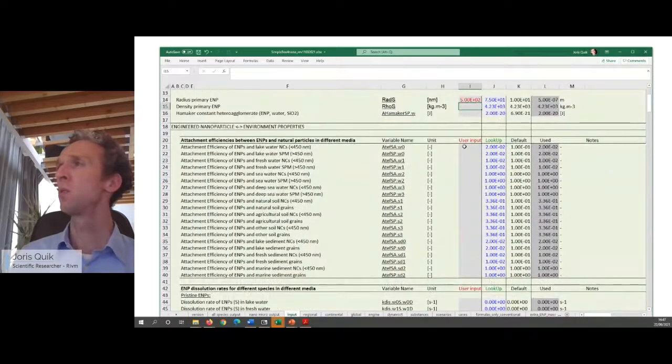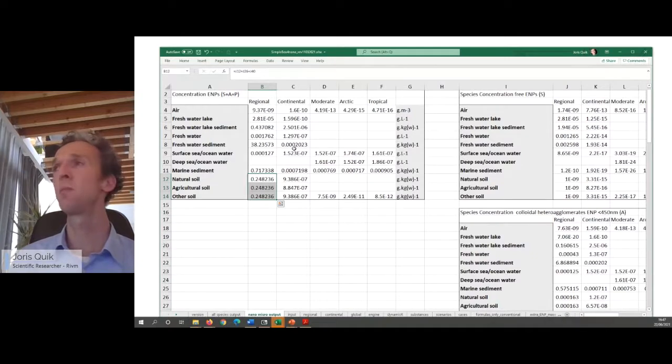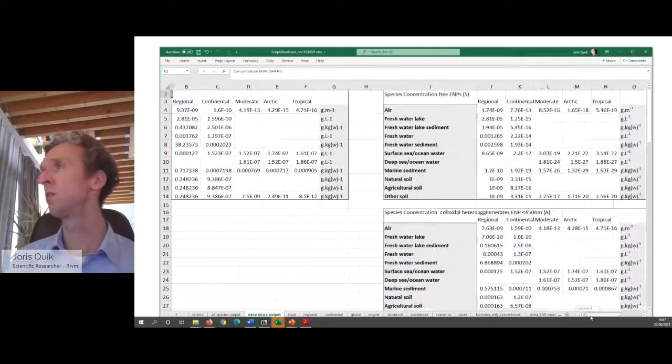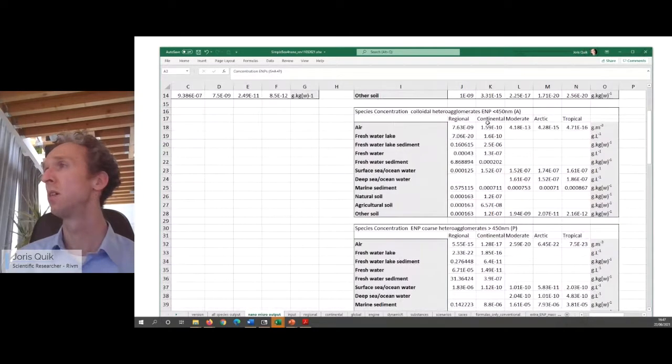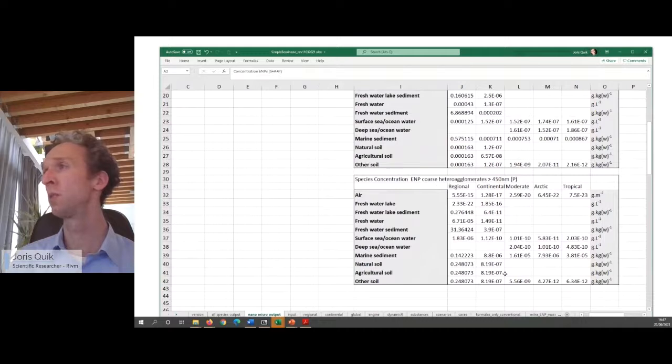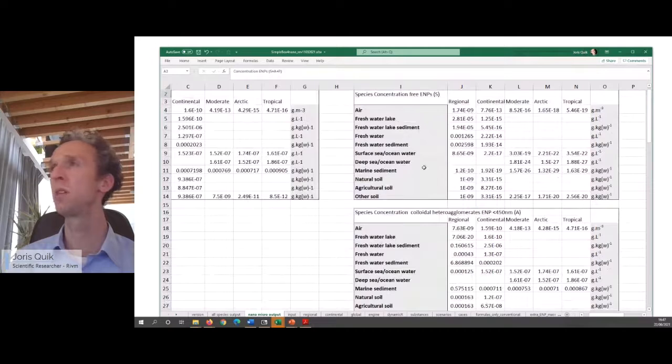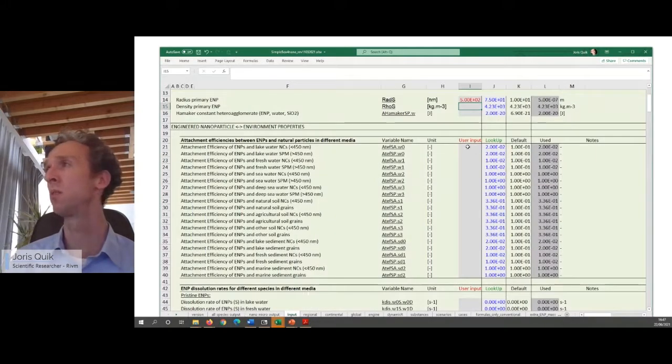What is also very interesting to look into, regarding what's happening between the different species, is when you change the attachment efficiency. Because what I was showing you just now is the total concentration of the S, A, and P species, which I illustrated in the presentation. But also, of course, the concentrations of the free nanomaterials, the heteroagglomerates, and the large coarse heteroagglomerates are given separately. And you can see how this actually changes when you change the attachment efficiency. Because if the attachment efficiency, for example, you put it to 0, which might be interesting to see what happens.